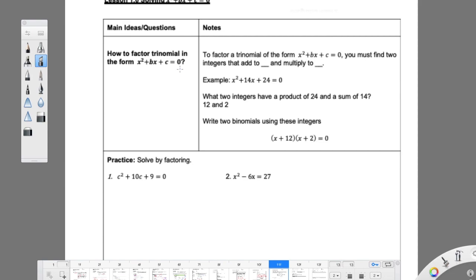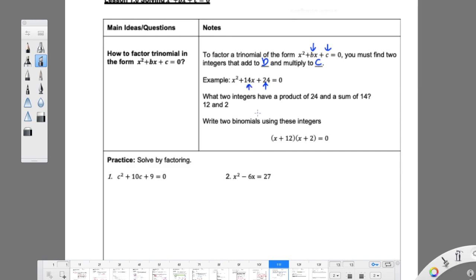To factor the trinomial of the form x squared plus bx plus c equals 0, you must find two integers that add to b and multiply to c. And what it means by that is this b and this c. I just shouldn't have included the x there when I wrote that out. So here's our example. We have x squared plus 14x plus 24 equals 0. What two integers have a product of 24 and a sum of 14?